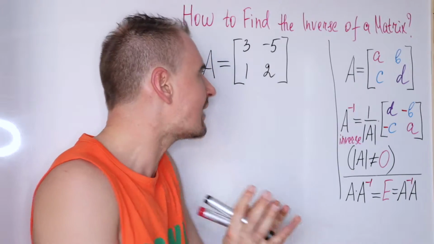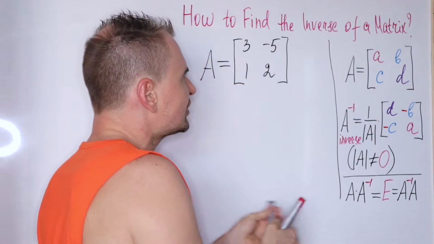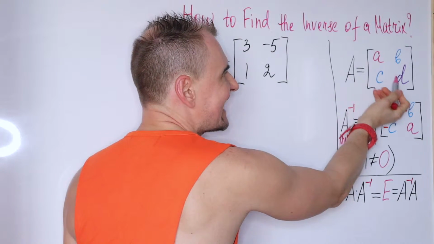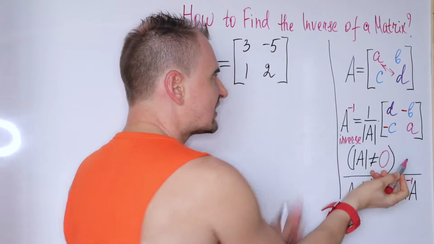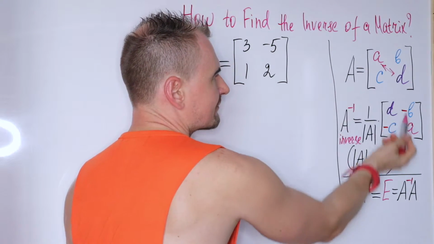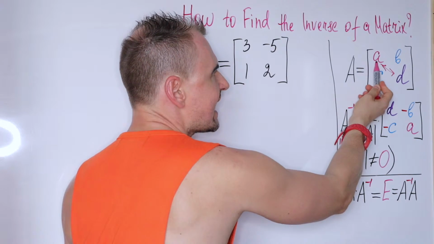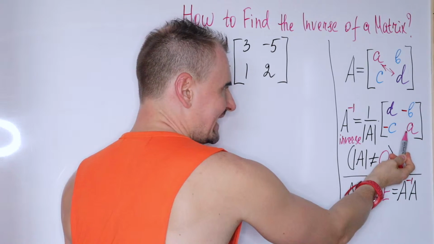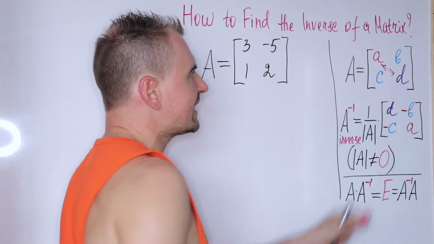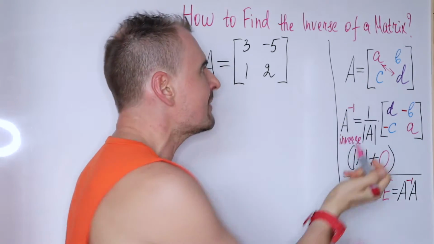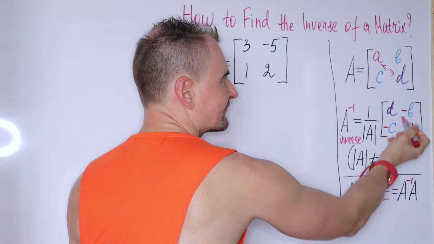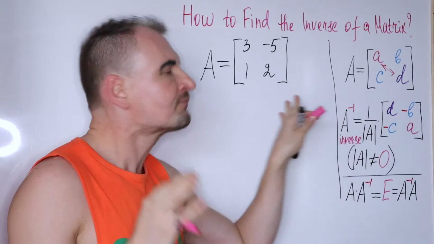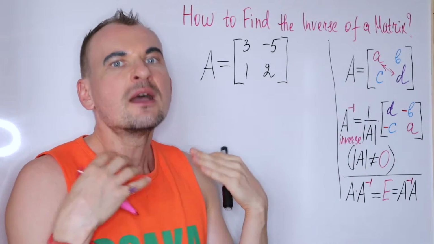adjoint matrix. To get it, all you do is swap the elements on the main diagonal. Look, A and D swap their positions, so D comes in the place of A, and A takes the spot of D. And these two elements B and C remain in place, but they become negative. So these elements have a negative in front. So this is your inverse matrix.